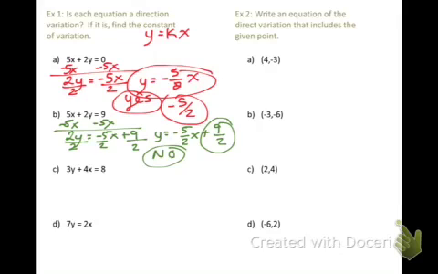So I'd like you to try C and D by yourself. Please put me on pause, do the math, and see if you got it correct afterwards.